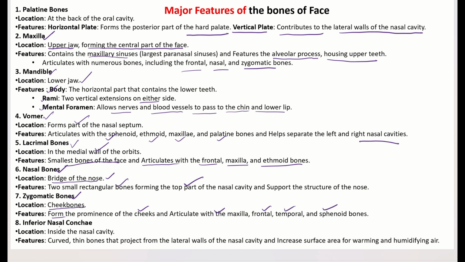The eighth bone is the inferior nasal concha, and it is located inside the nasal cavity. It is a curved, thin bone that projects from the lateral wall of the nasal cavity and increases surface area for warming and humidifying air. So these were the few features of the bones of the face.